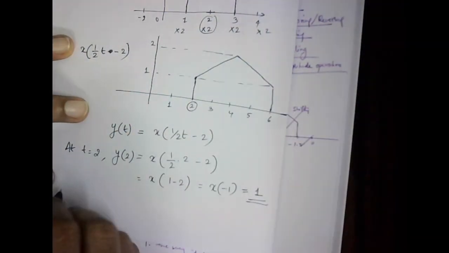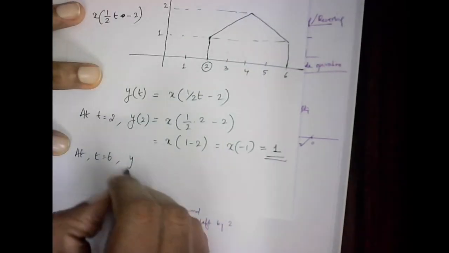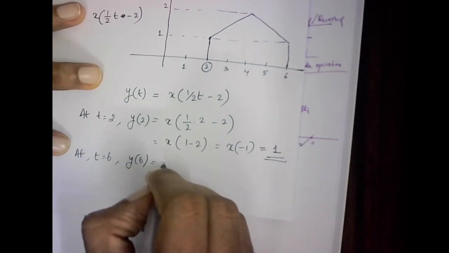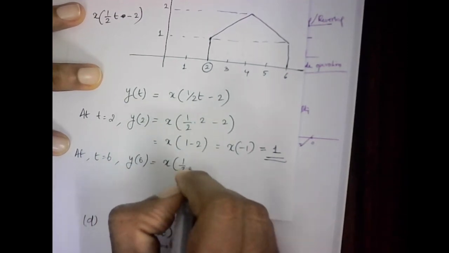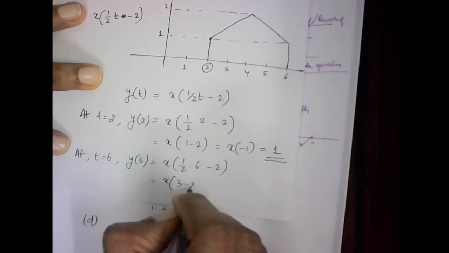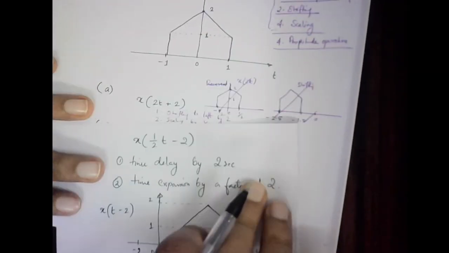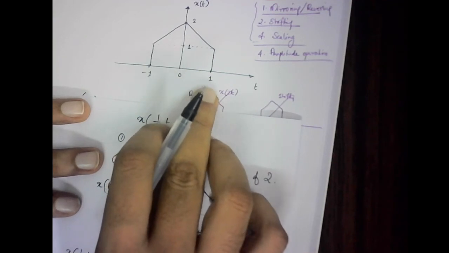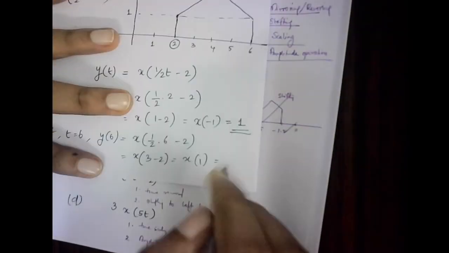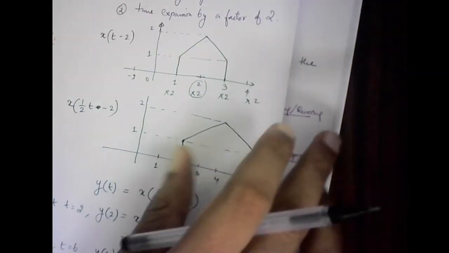Okay, so similarly you can put any value. Let's say t is equal to 6. What is y of 6? Y of 6 is x of half into 6 minus 2, which is x of 3 minus 2, which is x of 1. What is x of 1? You need to check the original figure. X of 1 is 1. Okay, so y of 6 is 1 itself. So you can cross check it, and hence this is the way to do this problem.